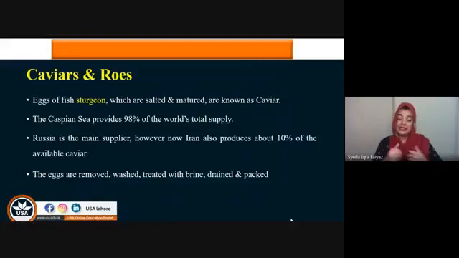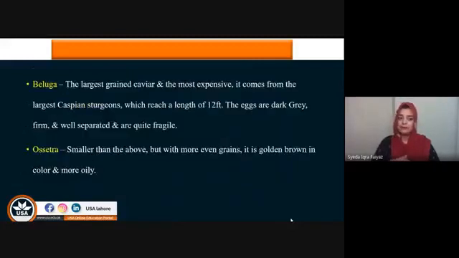And this is one of the delicacies of the world. And these fish eggs, which are known as caviar, are the most expensive delicacy. Now, the types of sturgeons that are available that produce caviar, we're going to learn about their categories.